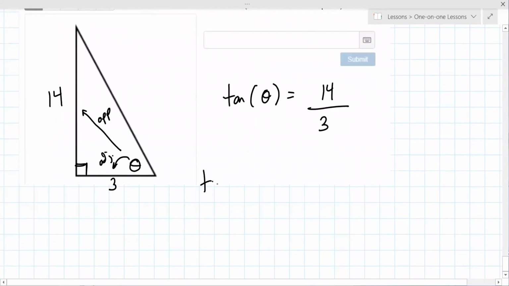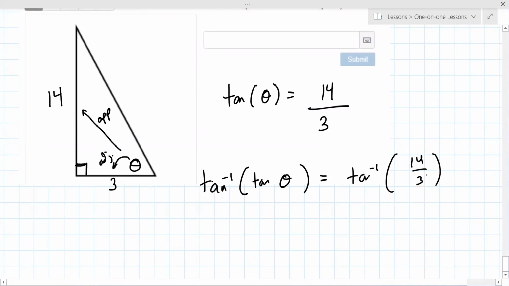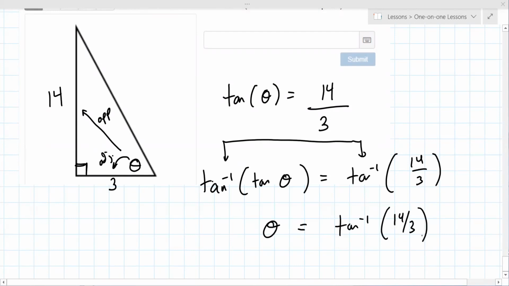It's the tangent inverse of tangent of theta equals tangent inverse of 14 over 3. So these have to pair up, like you do one to one side, one to the other. On the left, it undoes tangent to give you just the angle. And what you really care about is, okay, I got to put this into my calculator and get a number out.